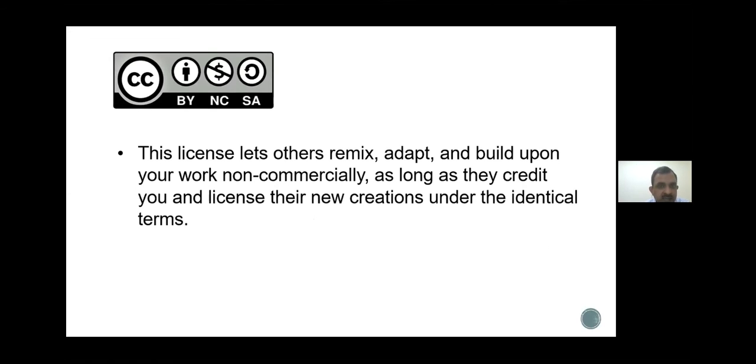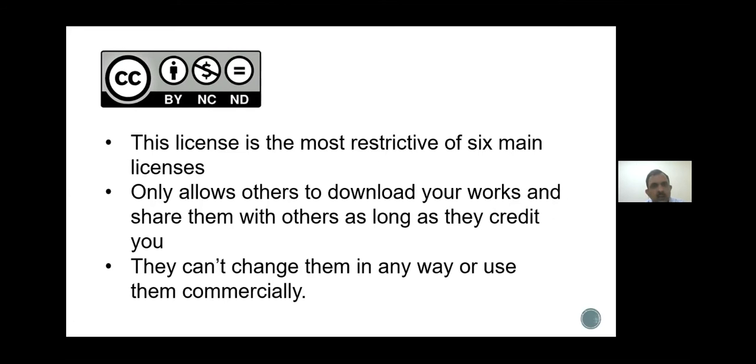Then if it is CC BY NC SA, then it means it allows others to remix, to adapt, to build, use non-commercially with the same license. So the license of the new creation should be with the identical terms, the same terms and conditions which were used with the previous license. This is the most restrictive one of all the 6 licenses, and it only allows others to download your work, to share it with them, or share that with others, as long as they credit you. They cannot make any change in your material, and they cannot use it commercially.